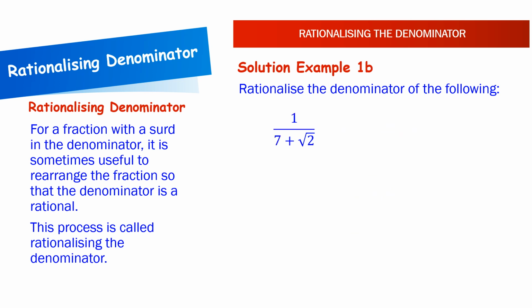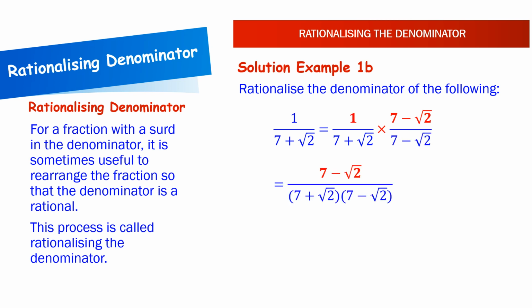And therefore we've rationalised this expression. Now for part B. This is slightly more complicated. We are required to rationalise the denominator of 1 over 7 plus root 2. We're going to multiply by 7 minus root 2 over 7 minus root 2. This makes the numerator 7 minus root 2.